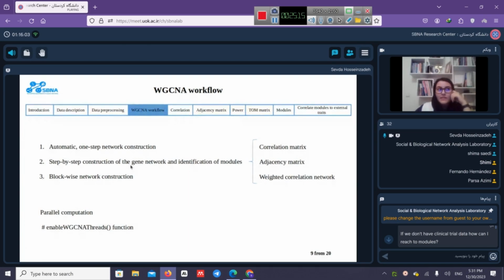And about the blockwise method, if you have a huge amount of samples, it's better to use the blockwise network, because based on this method, all of your samples are divided into different parts, and WGCNA tries to analyze them in parallel. Therefore, if you have a huge number of samples, it's better to use blockwise. And in the step-by-step method, we're gonna calculate the correlation matrix, adjacency matrix, and topological overlap matrix, and we're gonna talk about them completely in the next slides.